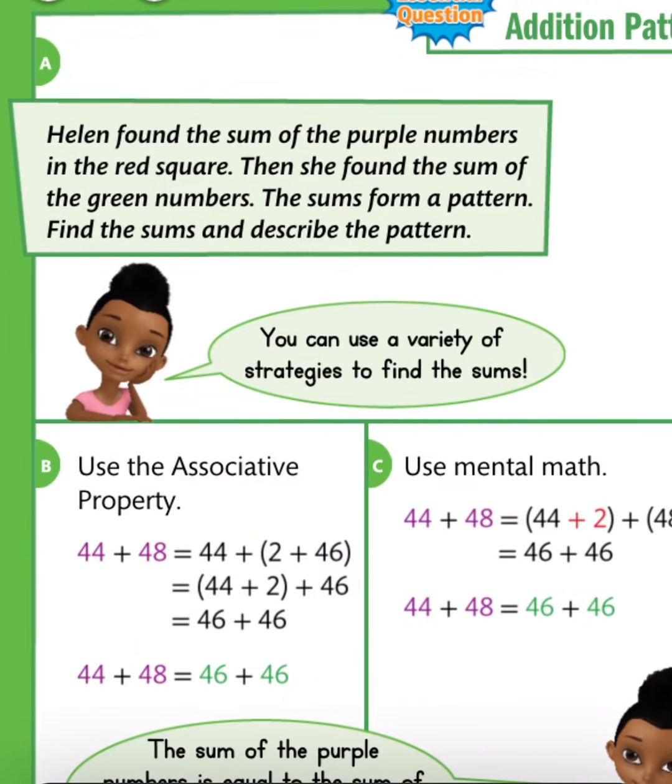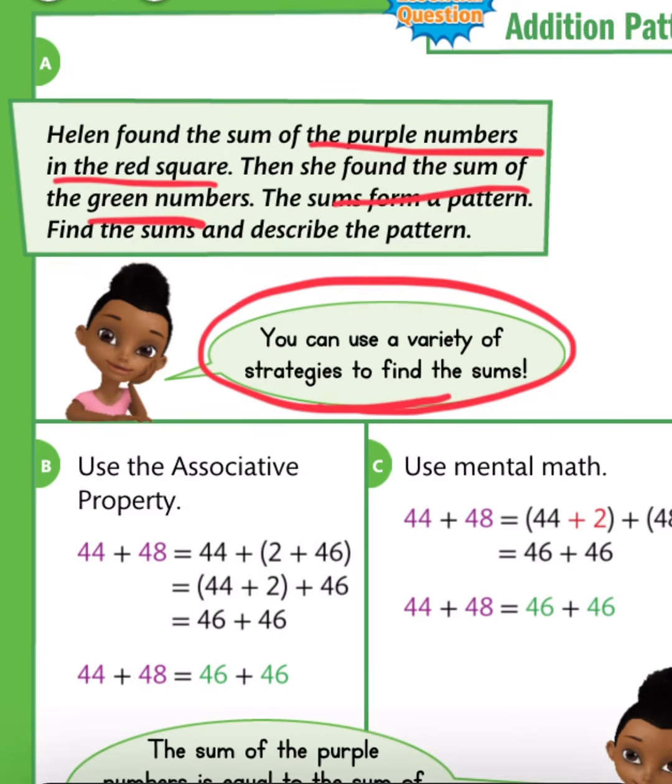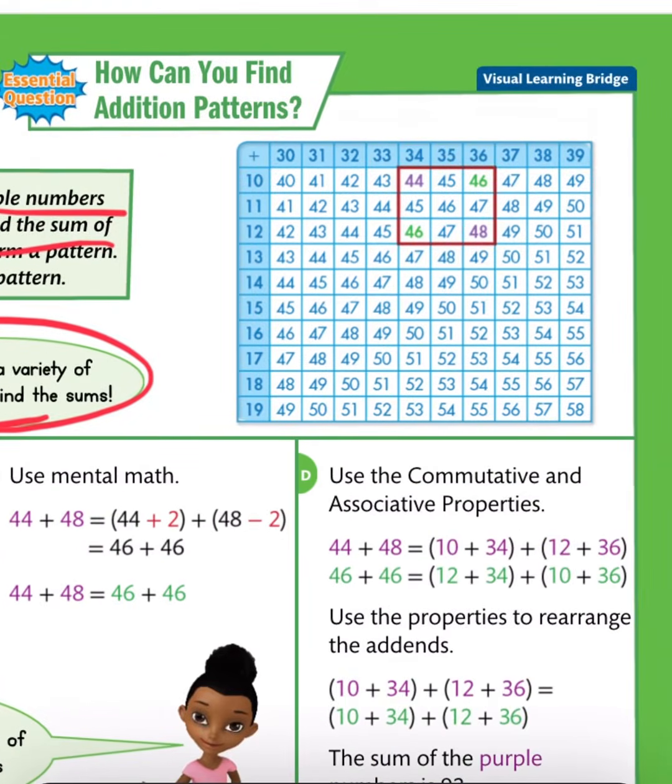And as we read what's in this top green box, it says Helen found the sum of the purple numbers in the red square, and then she found the sum of the green numbers, and then she's finding a pattern. And she's telling us that we're going to be able to use a variety of strategies to find some sums.